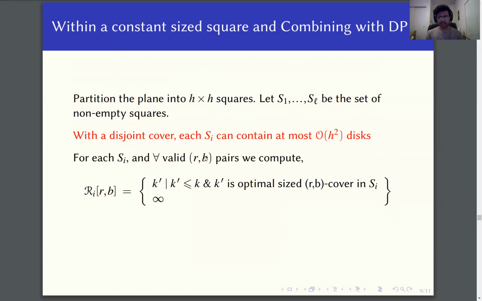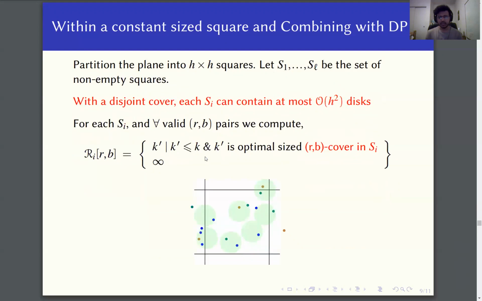For each such Si and for all valid RB pairs, we compute the minimum number of disks required to cover exactly R red and B blue points such that all the disks are contained inside the square Si. Note that for one such pair RB, we can compute Ri[R,B] in time order m to the power h square, since there are m options of choosing the disks and each square can have at most order h square disks.